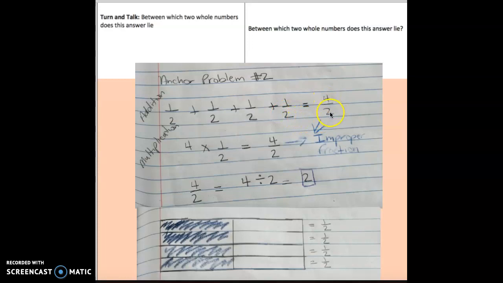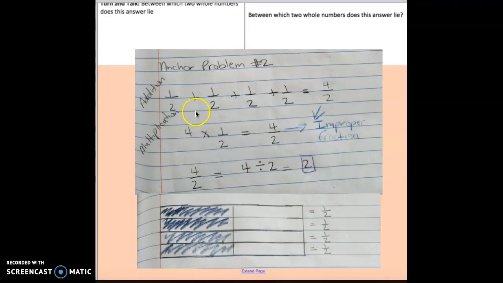So I have 4 over 2. I can also do this by multiplying 4 times 1 over 2. So I have 1/2 4 times, so I'm going to multiply it. I'm multiplying the whole number of 4 by the numerator, which gives me 4, and then I keep my denominator the same. It's an improper fraction, so I'm going to convert it. It's going to be 4 divided by 2, and that gives me 2.